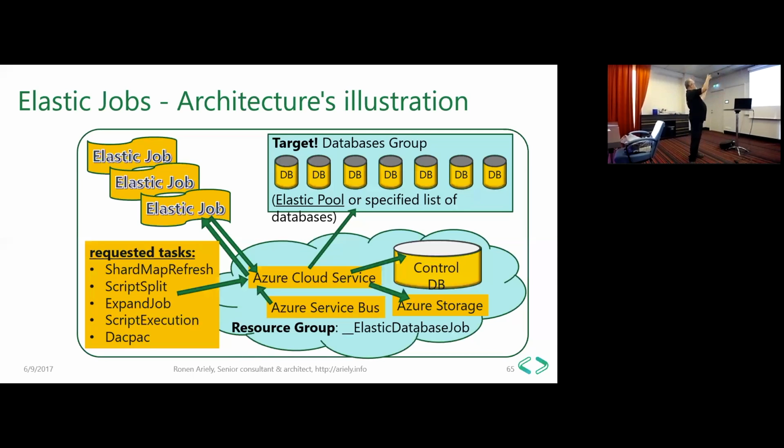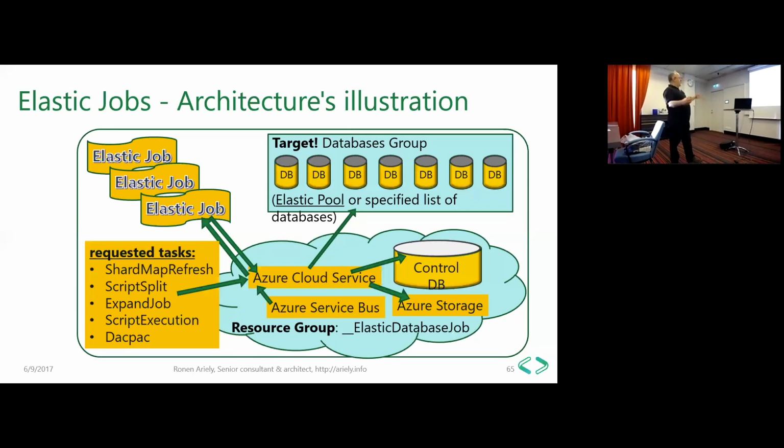Next, we move in this direction. We go to the elastic job. The elastic job is actually the query that we want to execute. This query will be executed on all the databases in the target. And we move down. We say requested task. Well, this is like the triggers. Those are the options that can trigger the execution of the job.